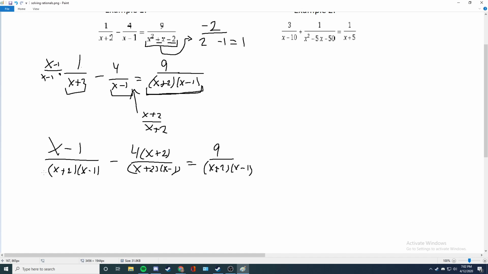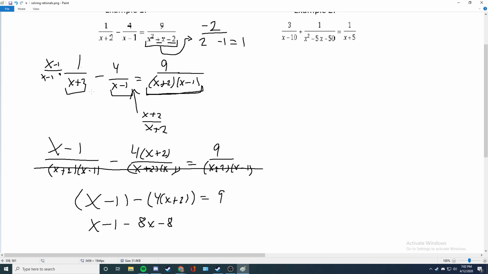Now, since all of these have the same denominator, we can actually cancel the denominator out on all three terms, which just leaves us with the numerator from each of these terms. So we have x minus 1 minus 4 times x plus 2 equals 9. So now let's simplify this left side a bit. We get x minus 1 minus 4x minus 8, I'm sorry, not 8x, that's 4x minus 8. x minus 1 minus 4x minus 8 equals 9.